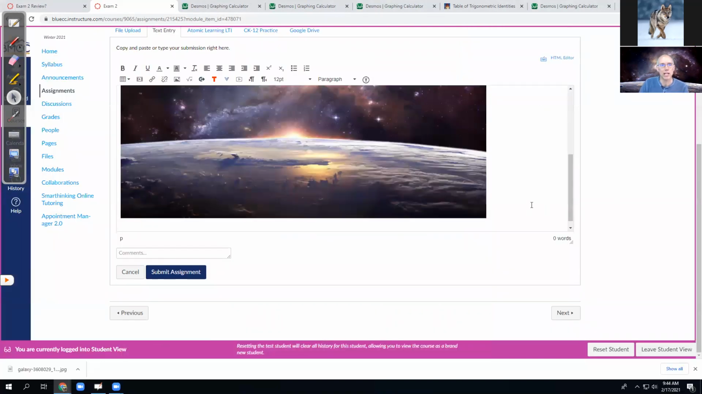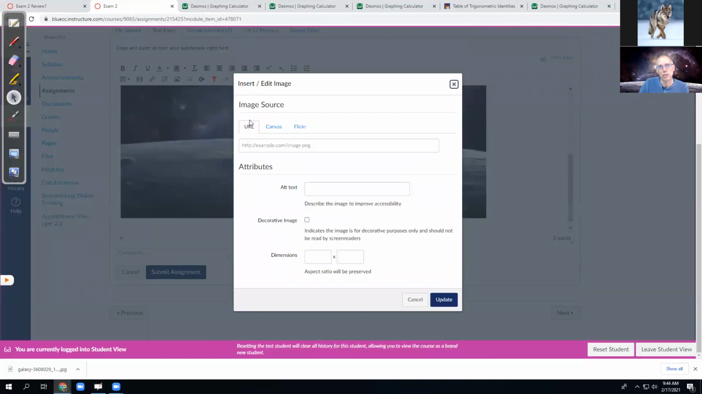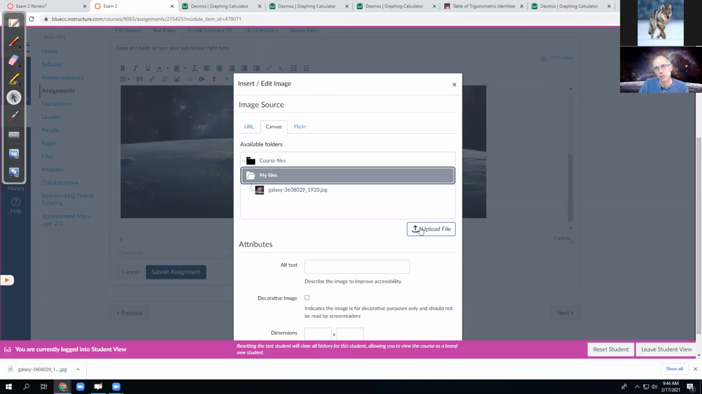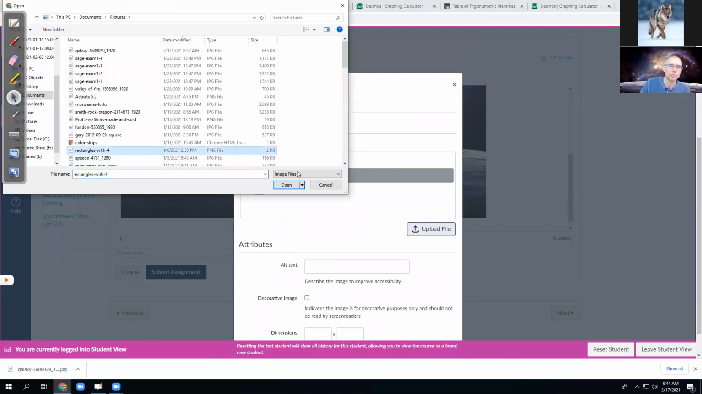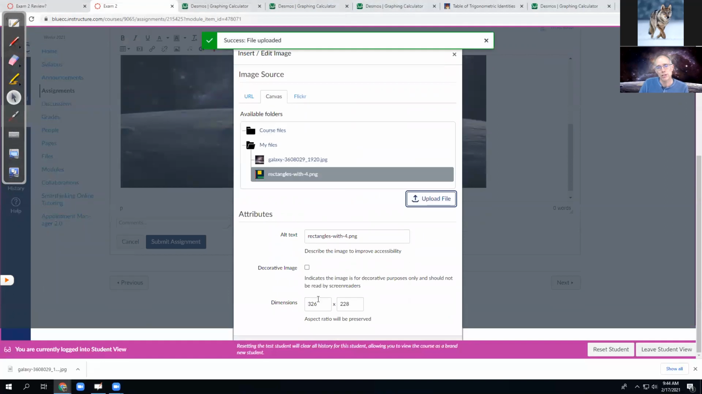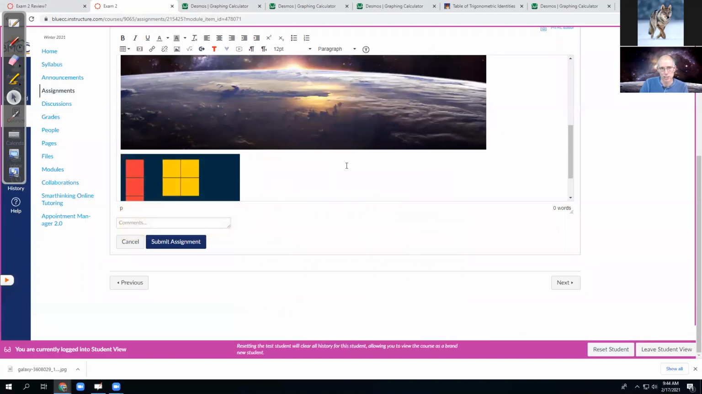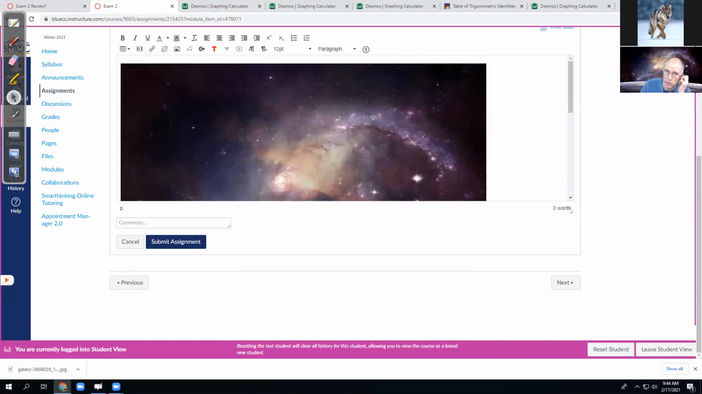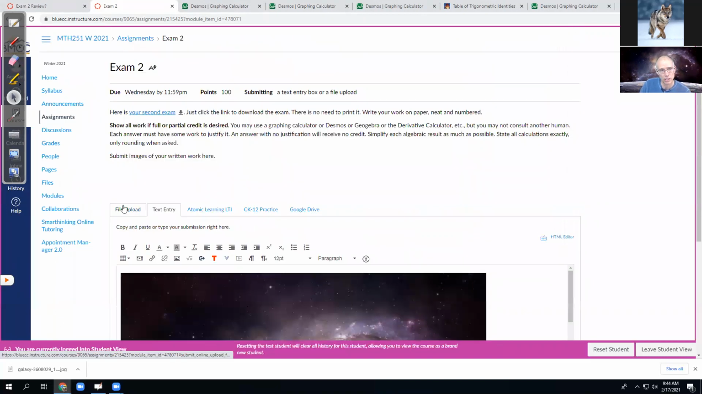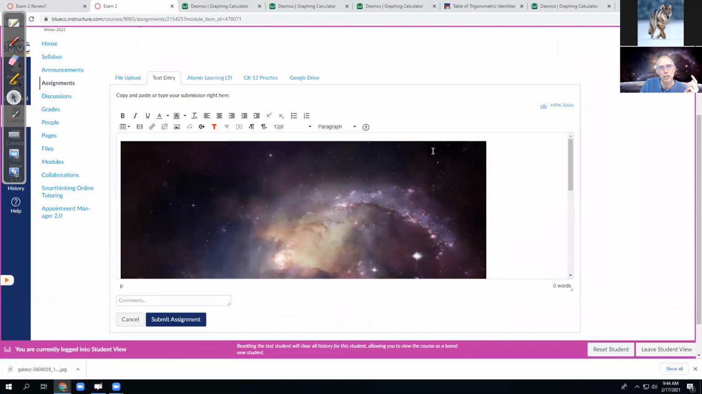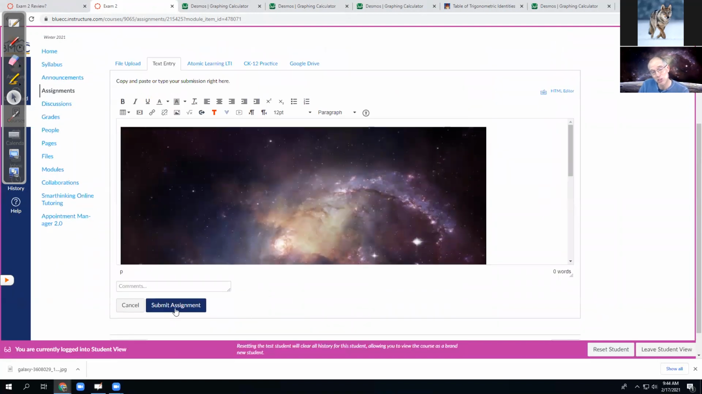And then you can just do that again, throw in your next page: Canvas, My Files, upload, find your file, open it, change the size if necessary, and then update. I'm going to put my next one in, and then I just keep going, insert file. So I think that's probably the easiest way to do it, but you can use the file upload also. And if you do multiple submissions, Canvas shows me all of your submissions.